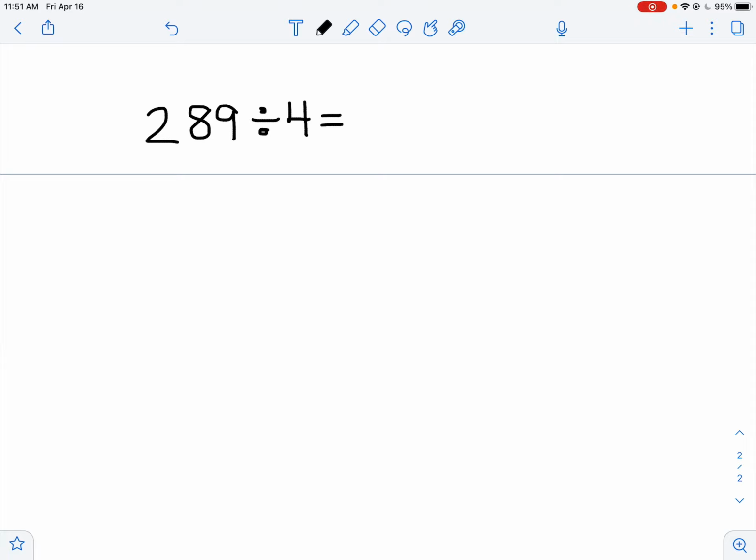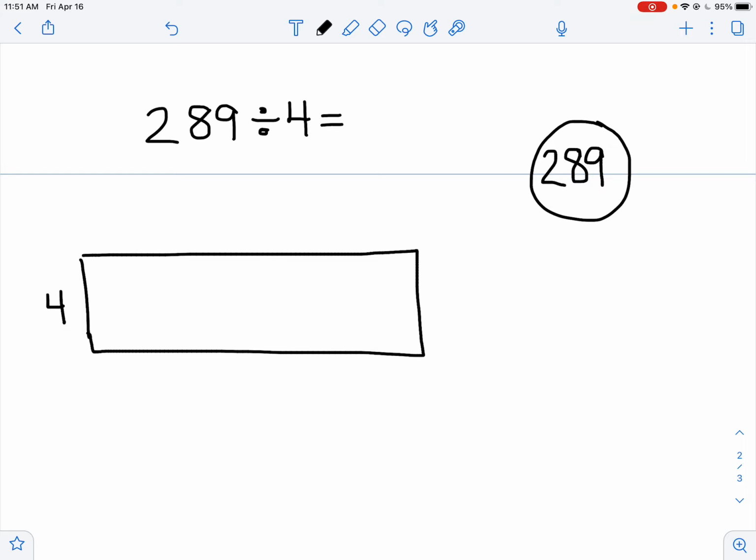So remember, we're taking 289 and we want to divide it into 4 equal parts. So we know 4 is going to go on the side here, right? And we know 289 is going to go in the middle, but we're not quite sure yet how many parts we're going to break it into. So I need to think about what's a large chunk of 289 that I could divide by 4. Well, I know 20 can be divided by 4. So therefore, I know 200 could be divided by 4.